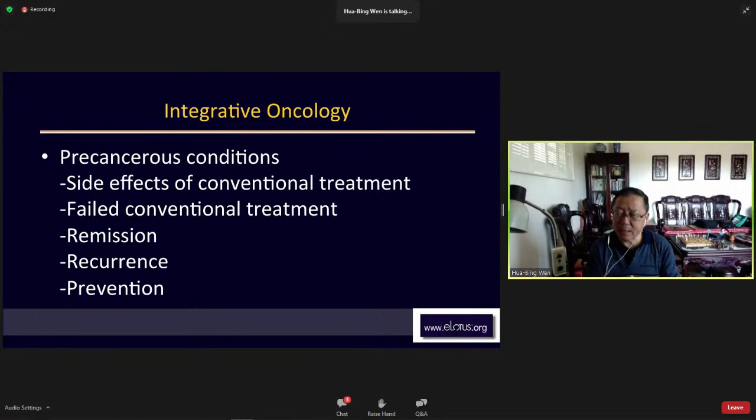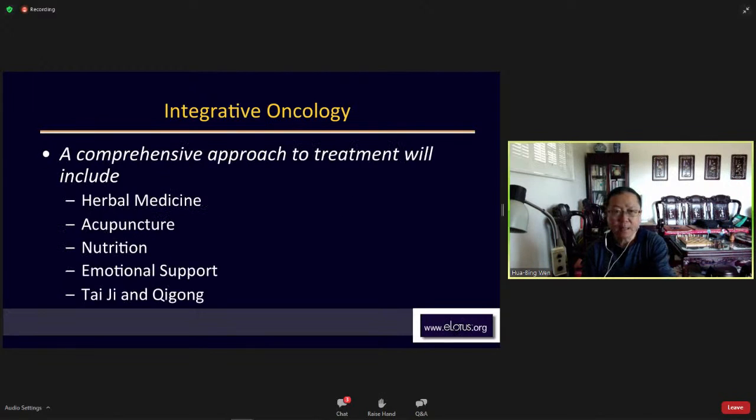Even prevention should be individualized and personalized. So this is what you get when you use the integrative oncology model, that you can take care of both because you look at it from both sides. Yeah, so you have a much better understanding of what's going on. So we're talking about the commonly used herbal medicine.